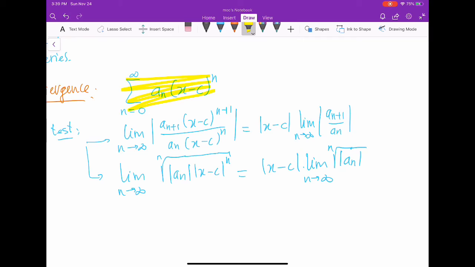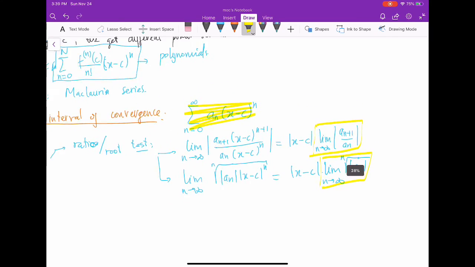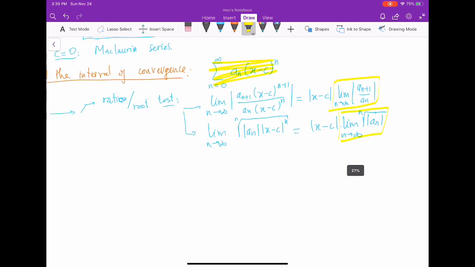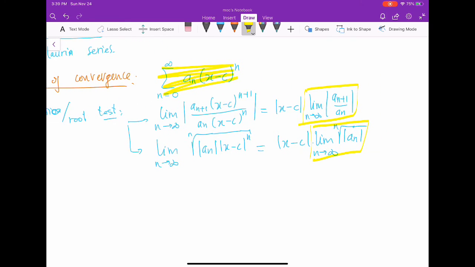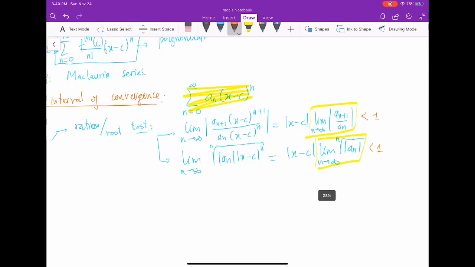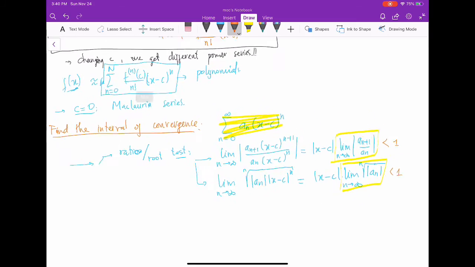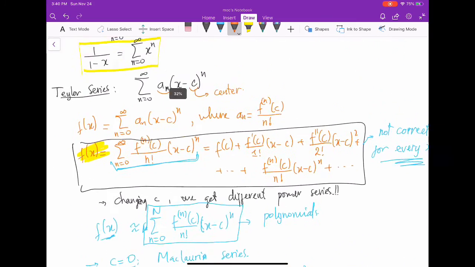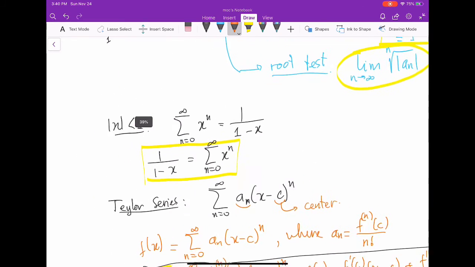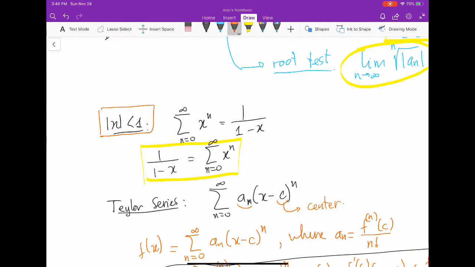Why do we call it the ratio and root test? Because we have this component here and this component here, and the absolute value of x minus c is common already. So after this step, you need to set one of these values less than 1. Because we know the power series converges when the absolute value of everything is less than 1. Let me remind you about the geometric series: it converges, that means the identity holds if and only if the absolute value of x is less than 1.